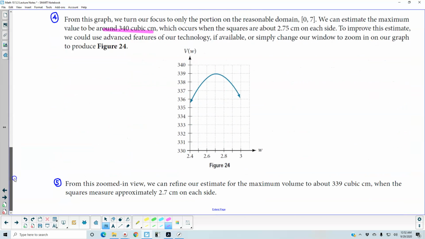So if we zoom in here, we can see that 2.7 is in between 2.8 and so on, and then we take a look at the maximum here, it's around 339. So the maximum volume is about 339 cubic centimeters, and it measures at approximately 2.7 centimeters on each side.